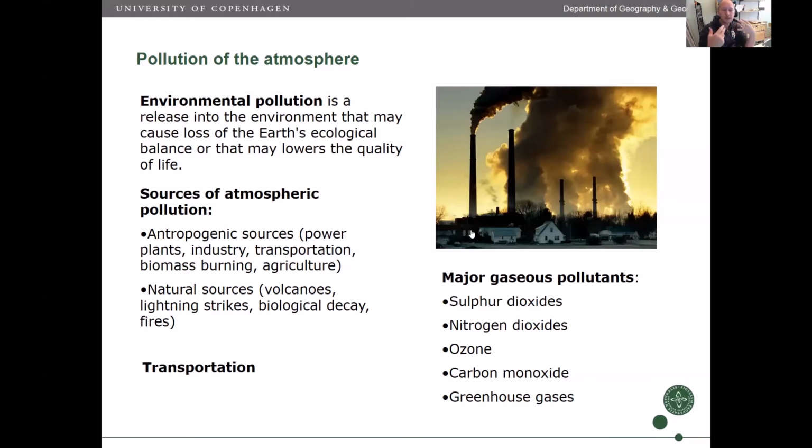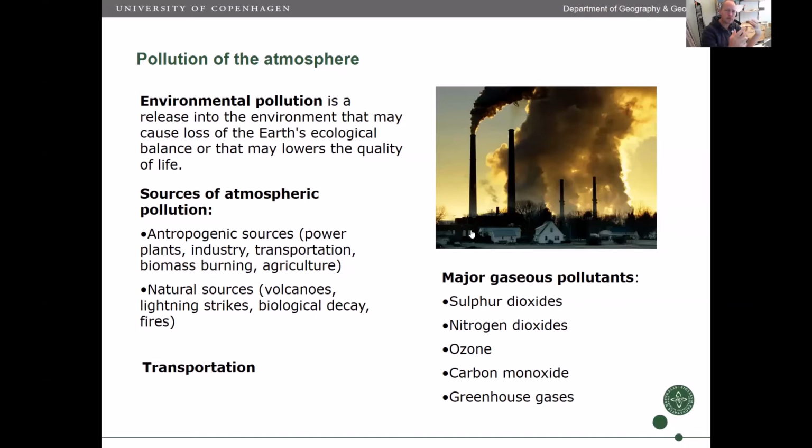And the main thing with atmospheric pollution is that it does not stay in one place. It can be transported all over the world, basically, so that Europe, for example, is affected by the pollution that is released in North America. The Arctic is affected by the pollution that we release here in Europe, and so on.